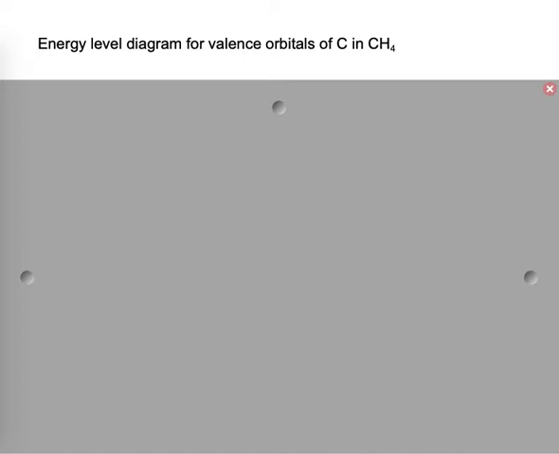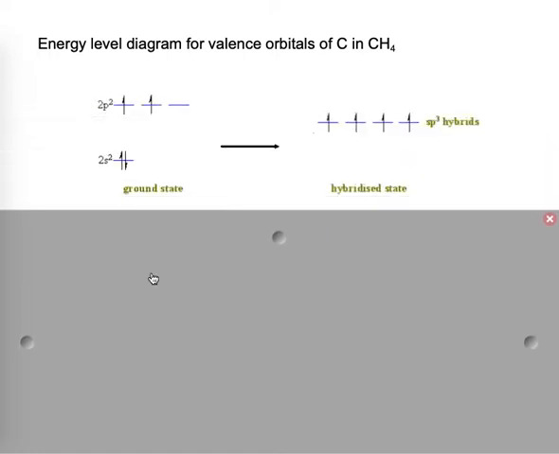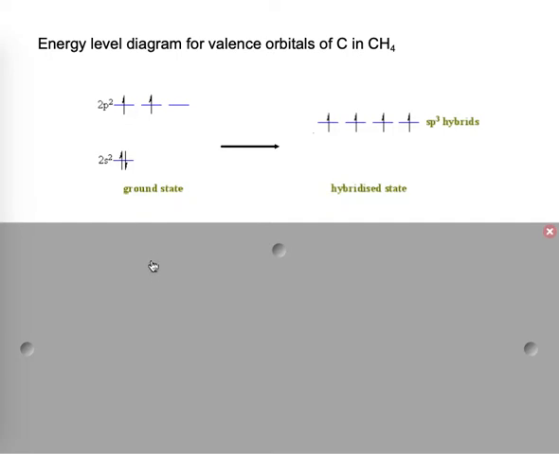I am going to draw an energy level diagram for the valence orbitals of carbon in methane. On the left, we see in the ground state, there are 2 electrons in the 2s sublevel and 2 electrons in the 2p sublevel. I will take these 4 unhybridized atomic orbitals, combine them in a process called hybridization to form 4 new equivalent sp3 hybrid atomic orbitals, indicated on the right. Each of those 4 equivalent sp3 hybrid atomic orbitals now accommodates 1 unpaired electron.